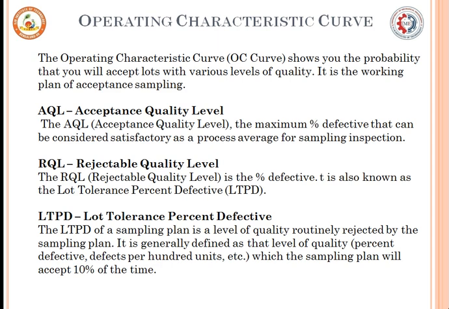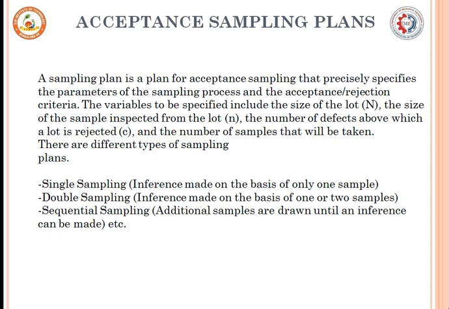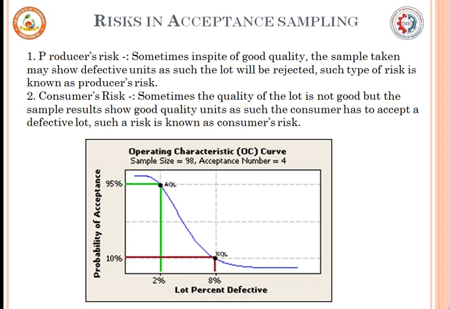So in the operating characteristic curve, it indicates how the lot is. Here you can see lot percent defective versus probability of acceptance. In this curve, the sample size is 98 and the acceptance number is only 4. Here with the AQL and RQL, AQL is acceptance quality level, RQL is rejectable quality level. Like this you can see the lot percent defective.